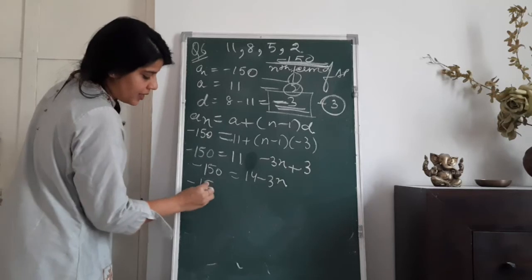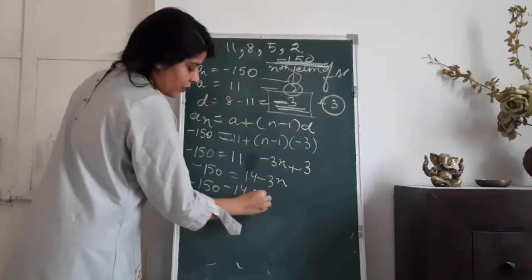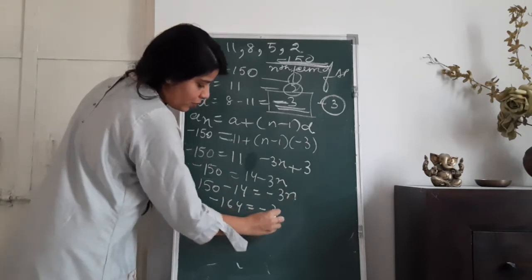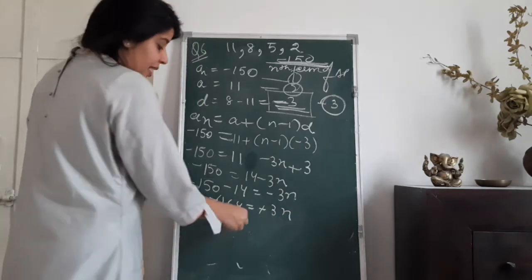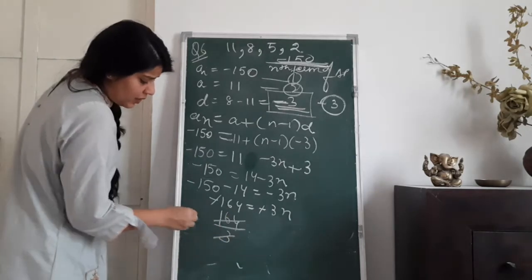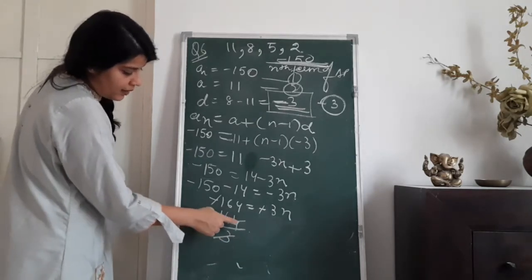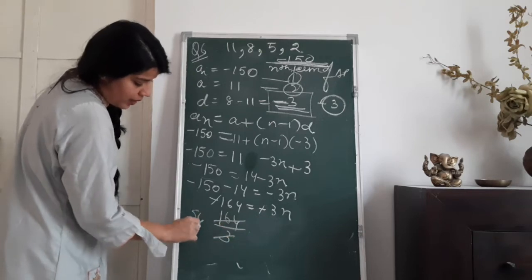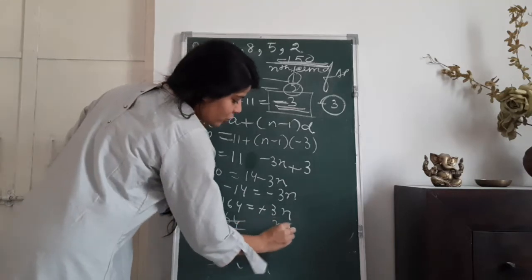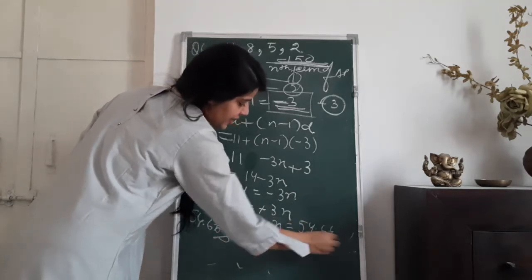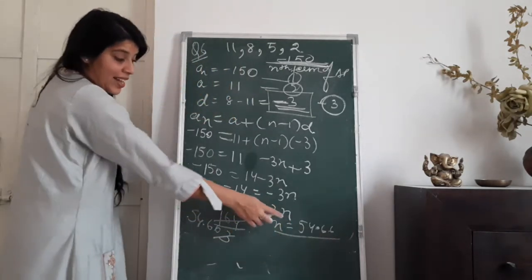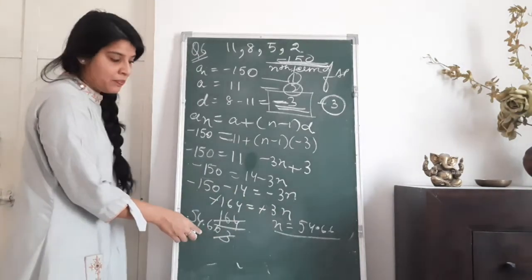This will go to this side. Minus 150 minus 14 is equal to minus 3N. That gives me minus 164 is equal to minus 3N. Minus minus will get cancelled. Is 164 divisible by 3? Let's see. 3 5s are 15, and 1, and 3 4s are 12, and it will be something like 54.66. So N is going to be 54.66, right? As N is equal to 54.66 and as it is not exactly divisible by 3.